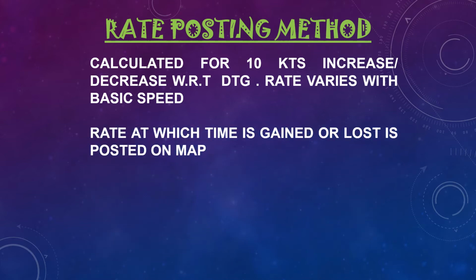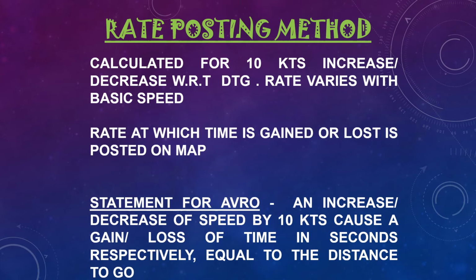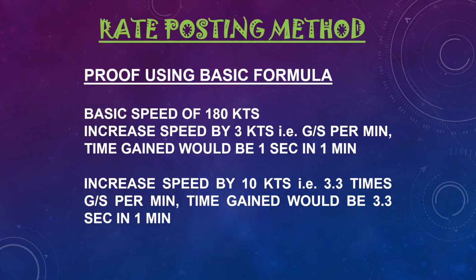Now, as we have a simplified rate of change of time gained or lost with reference to the distance, we can post it on the map. Hence the name rate posting. A statement for rate posting of Avro would be: an increase or decrease of speed by 10 knots will cause a gain or loss of time in seconds equal to the distance to go in nautical miles. Not convinced? Well, here is the derivation.